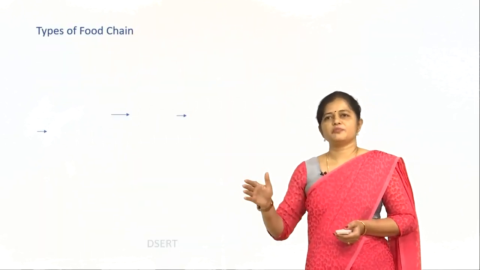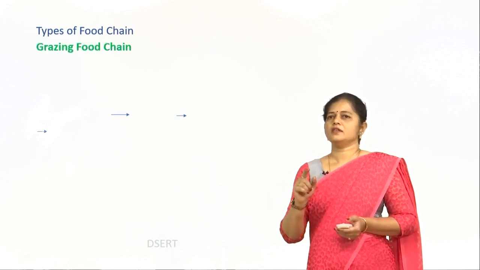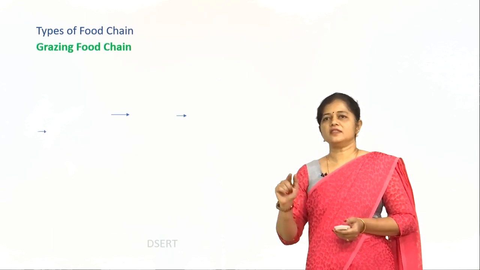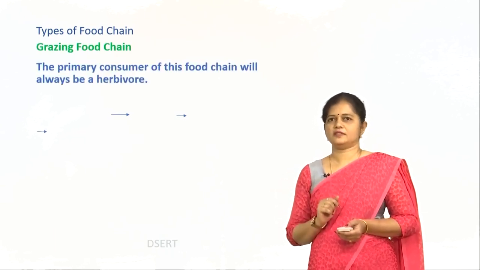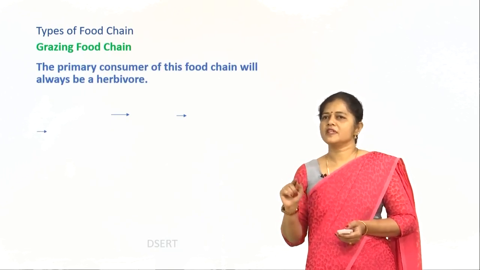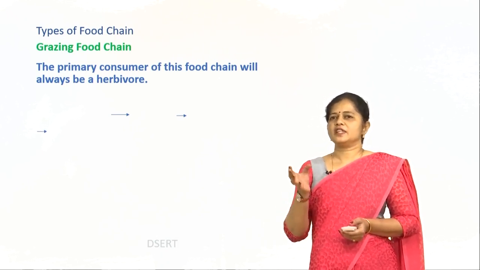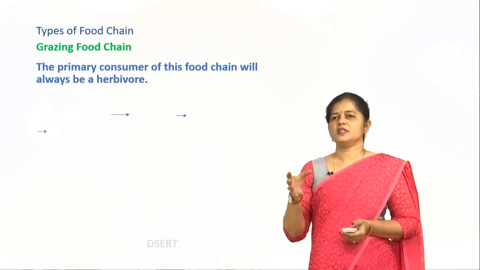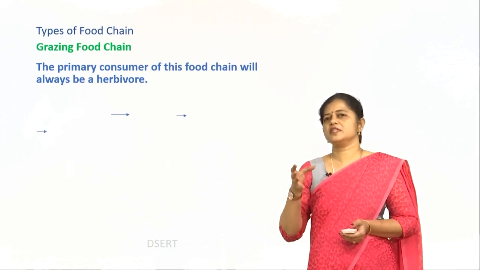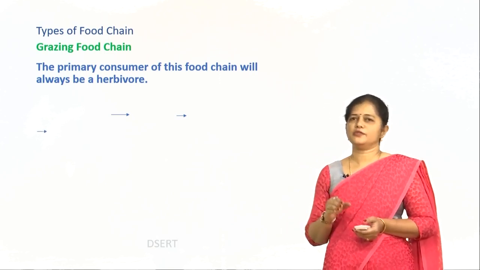There are different types of food chain. Now let's study each one of them. The first kind of food chain is called the grazing food chain. So here the primary consumer will always be a herbivore. In a food chain, to decide the type of food chain, we generally consider the primary consumer. If the primary consumer is a herbivore, then that food chain is called a grazing food chain.